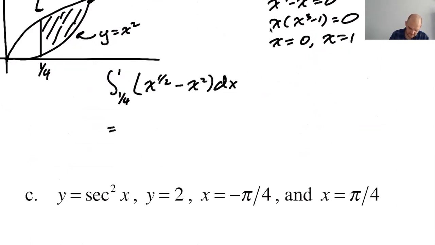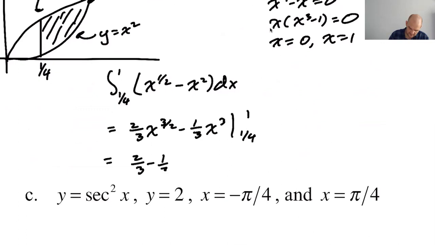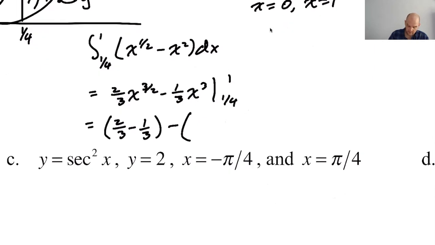Fundamental theorem. That's it. So 2/3 x to the 3/2 minus 1/3 x cubed from 1/4 to 1. That 1/4 is super unhappy. 2/3 minus 1/3. That's interesting. 2/3 minus 1/3, and then minus 2/3 times 1/4 to the 3/2. The square root of 1/4 is 1/2. Cubed is 1/8. 1/8 minus, oh my god, why would anyone do this? 1/3. Then 1/4 to the 3rd is 1/64.